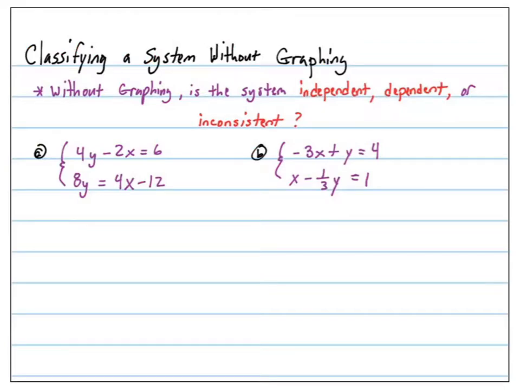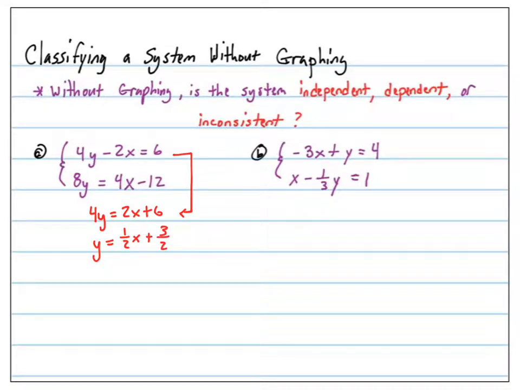Here we want to classify a system without graphing. We want to know if it's independent, dependent, or inconsistent. To do this, we need to compare the slopes and the intercepts. So we're going to write both of these in slope-intercept form. Let's rewrite this one. That means move the x over. So that's 4y equals 2x plus 6, divided by 4. y equals 1/2 x plus 3/2.